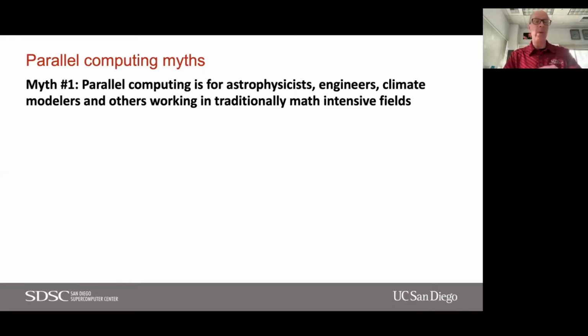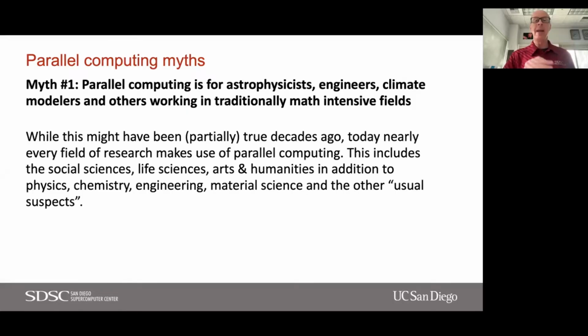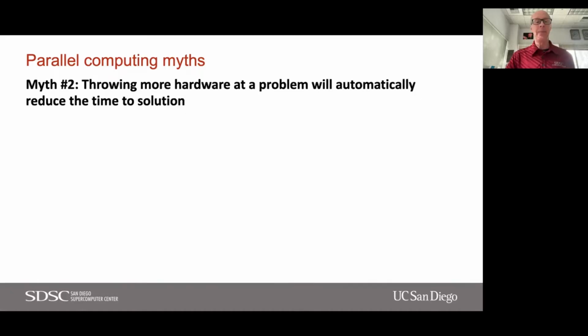So just talking about a few of the myths surrounding parallel computing. And I've come across these many times. First of all, there's this idea that parallel computing is for astrophysicists, engineers, climate modelers, others working in traditionally math-intensive fields. And I'm going to say that this might have been partially true decades ago. Today, nearly every field of research makes use of parallel computing. This includes the social sciences, life sciences, arts and humanities, and in addition to our traditional user base of physics, chemistry, engineering, material science.